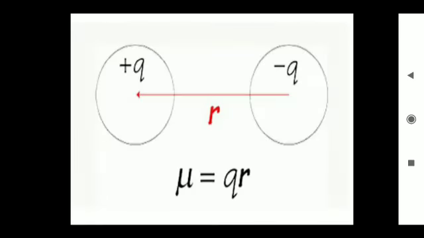Measurement of dipole moment. The dipole moment can be measured by using the following formula. Dipole moment mu is equal to Q into r. Q plus means positive charge and Q minus means negative charge. r means the distance between the two charged centers, the separation of the positively charged center from the negatively charged center.